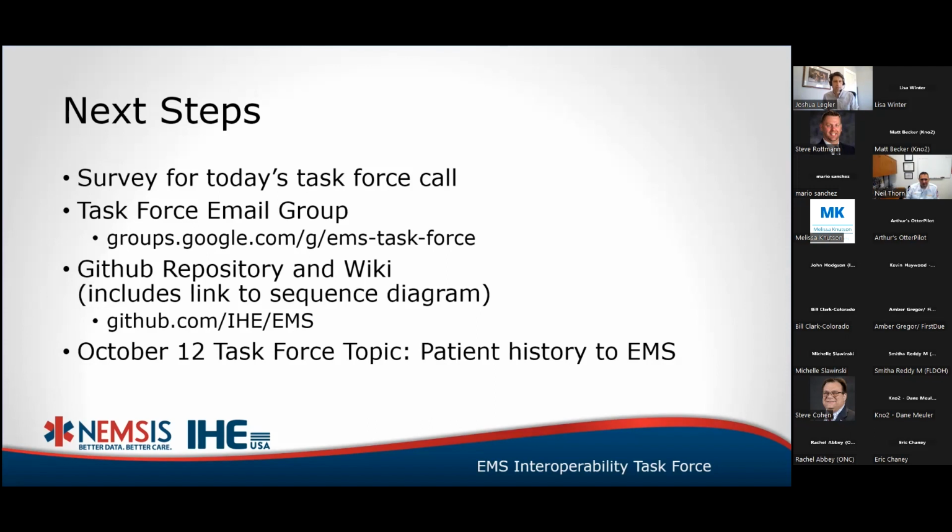And then keep following the GitHub repo. I'll add some more content to the wiki after today's call. And then I want to get us primed for the call in October. So this will be October 12th, and it'll be getting patient medical history to EMS.